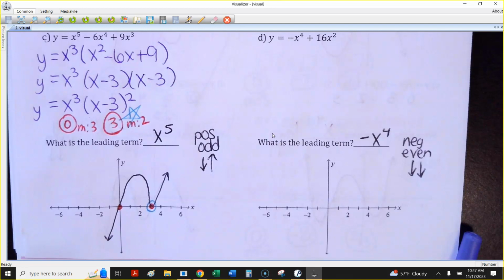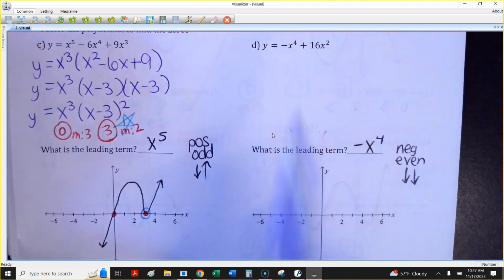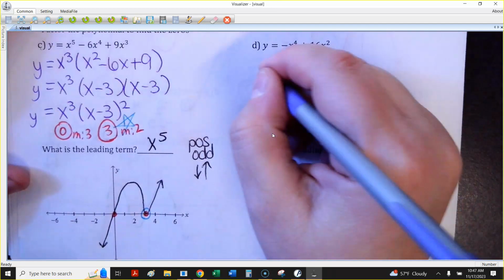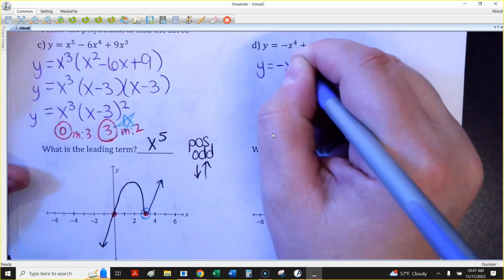Now, I have one more, and this is really tricky. So I have y equals negative x to the 4th plus 16x squared. Does anybody know what would make it easier to factor? I'm going to have to factor twice, kind of like I did on that last question. Does anybody know what you should take out as your greatest common factor? Yes. Okay.